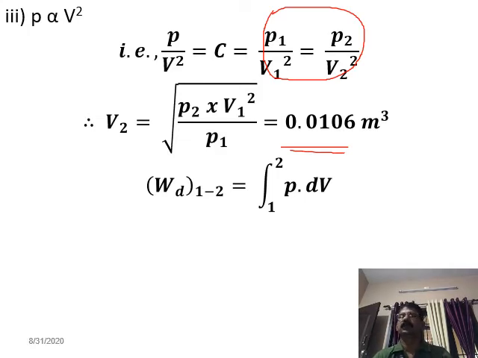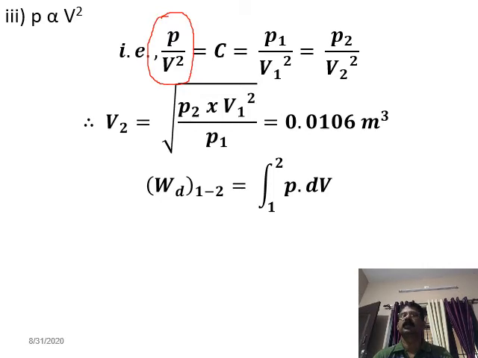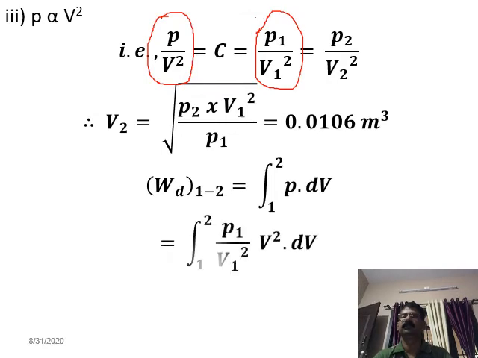Now we'll come to the general expression for work done, that is WD for the process 1 to 2 is equal to integration from 1 to 2 P into dV. Now P into dV, as you did in case 1, you have to get it from these two expressions, that is P by V square is equal to P1 by V1 square. So you want P, so P is equal to P1 by V1 square into V square. If you substitute, it is integration from 1 to 2 P1 by V1 square into V square into dV.